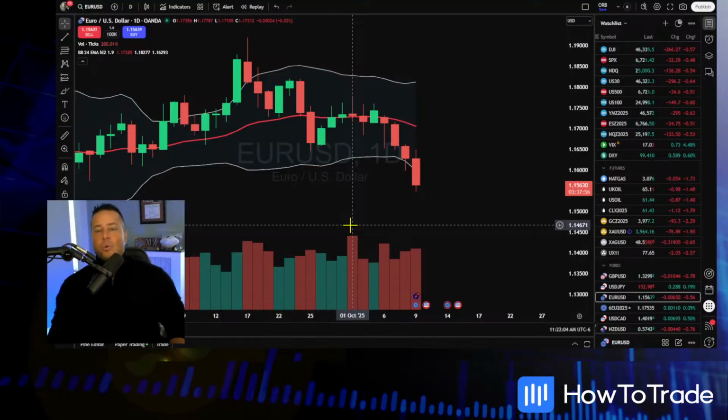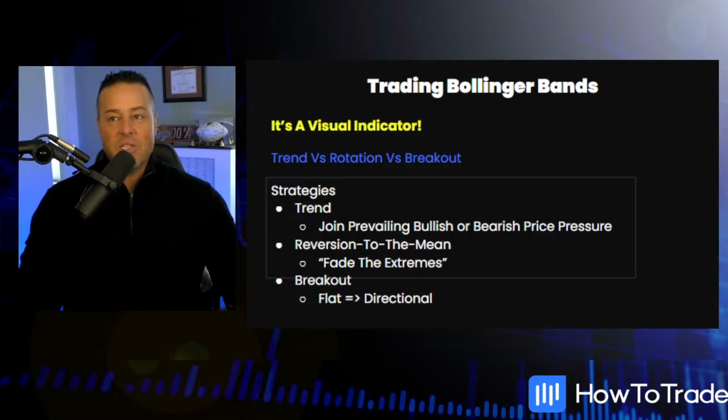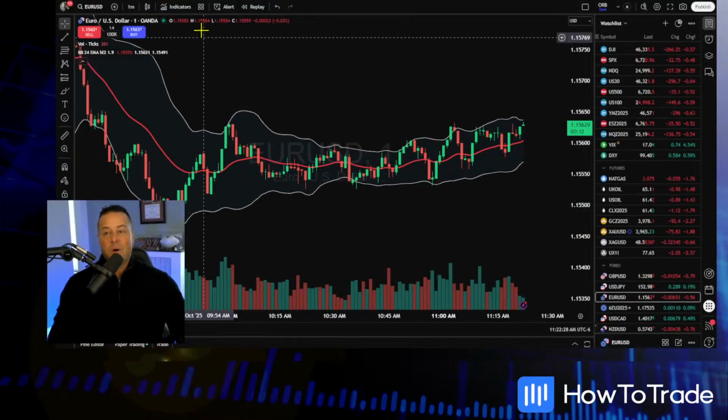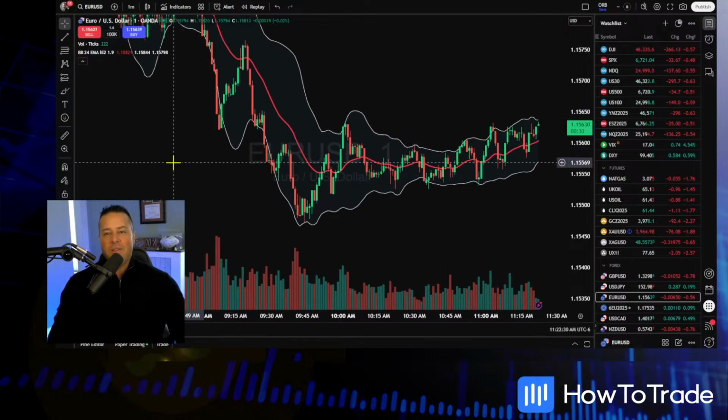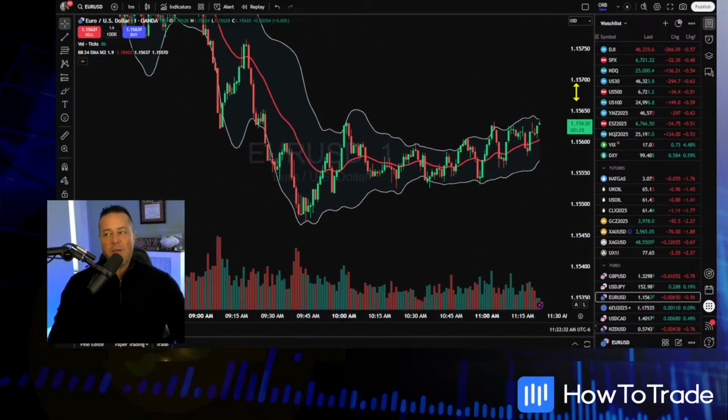Okay. Two ways to trade this thing. First one is going to be trend. So let's go over a few ways that we can trade this from a trending perspective. There's one in particular that I like, and we're going to take this down to a 1-minute chart on the Euro USD, which is on the move. The goal is very simple. We want to join prevailing bullish or bearish price pressure, and that is the name of the game. So if we're looking for a trending market, I have a 1-minute chart right here that really is sort of flattened out in a big, big way.